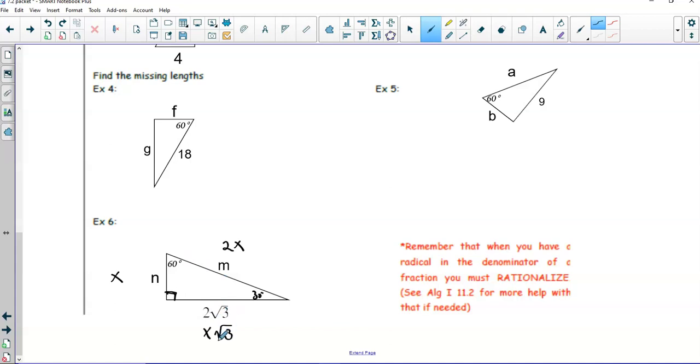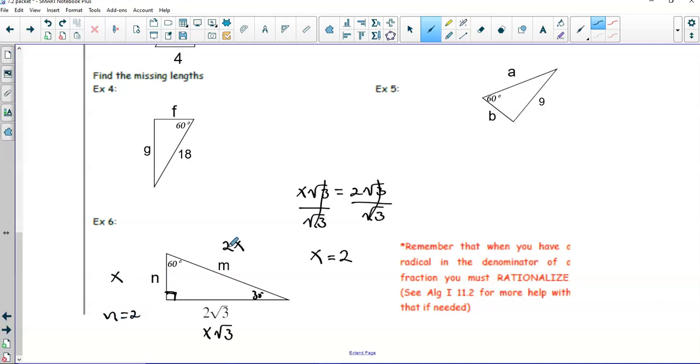Okay, so these two numbers are the same, these two numbers are the same, these two numbers are the same. So x square root of 3 is equal to 2 square root of 3. Notice that if I want to leave x by itself, I divide by the square root of 3. In here, I divide by the square root of 3. So notice this cancels, x equals 2.